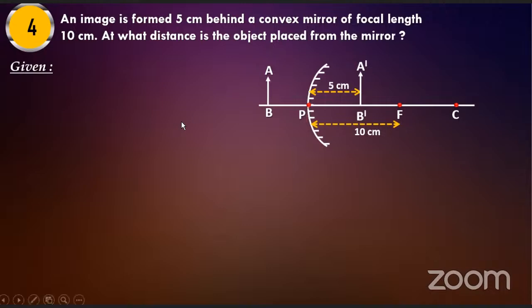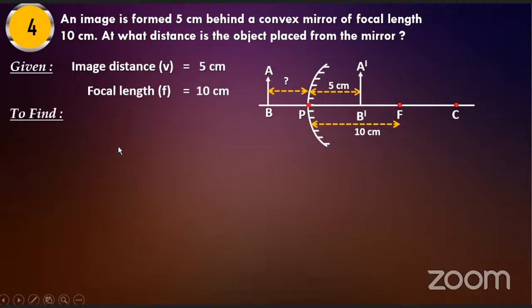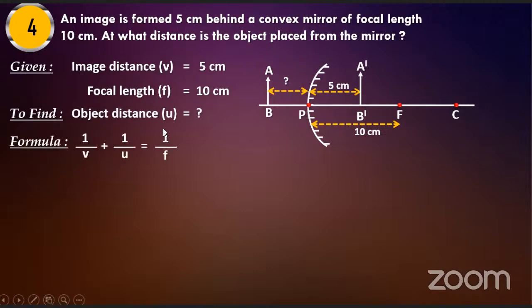So simply look at the object distance, that is the question mark. Image distance is 5 centimeters, focal length is 10 centimeters. Simply substitute in the formula to find object distance u. The formula is 1 by f is equal to 1 by v plus 1 by u. So send this 1 by v to that side. Then 1 by u is equal to 1 by f minus 1 by v.